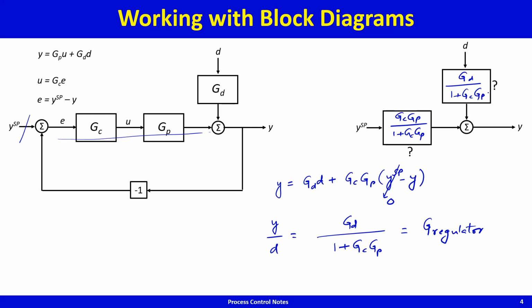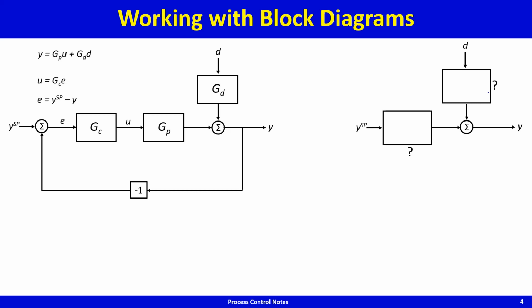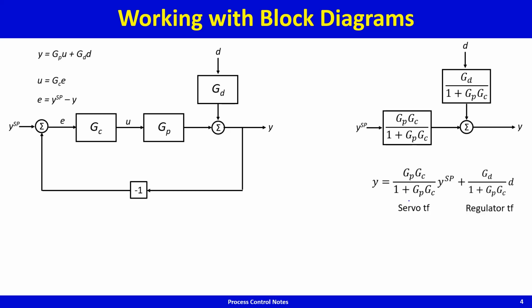So this is how we solve block diagrams. It's essentially algebra. We just derived this, and in equation form this is what we have. This is the servo transfer function, this is the regulator transfer function. Notice that the denominator polynomial in both the transfer functions, servo and regulator, is the same, which is 1 plus GPGC, and we know that the denominator polynomial in a transfer function when it is set to 0 is the characteristic equation of the system under consideration.